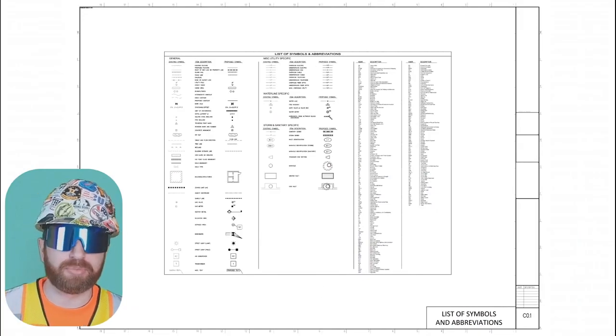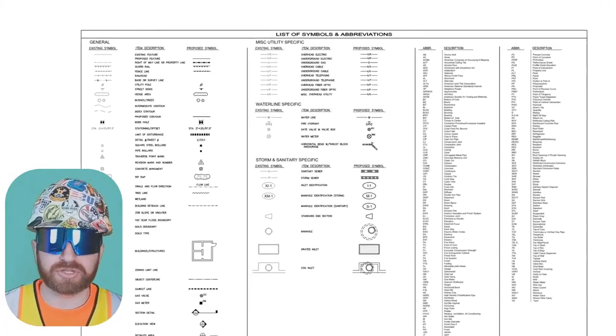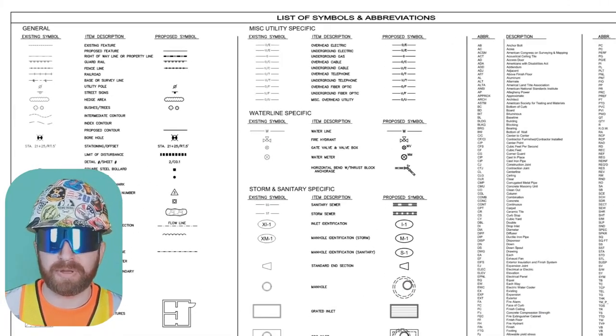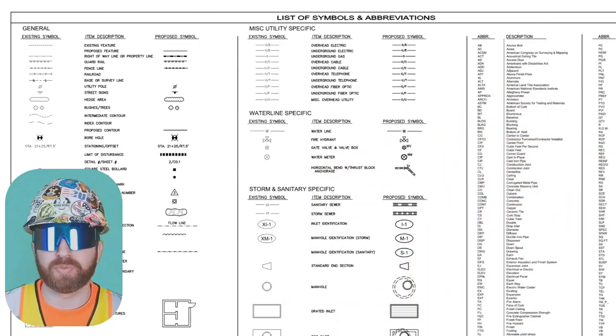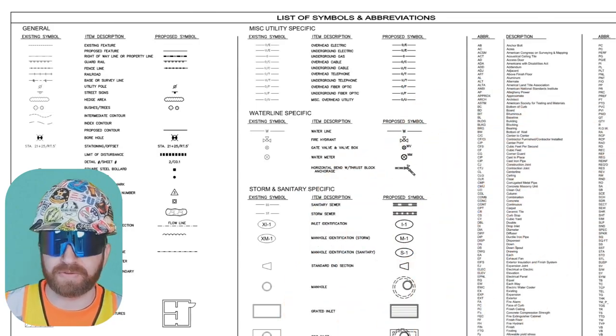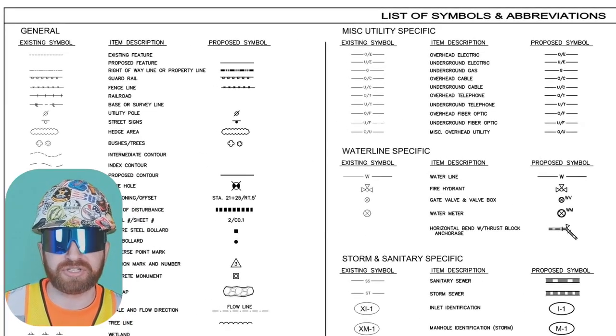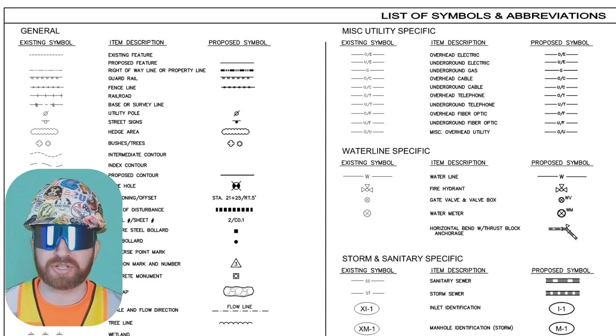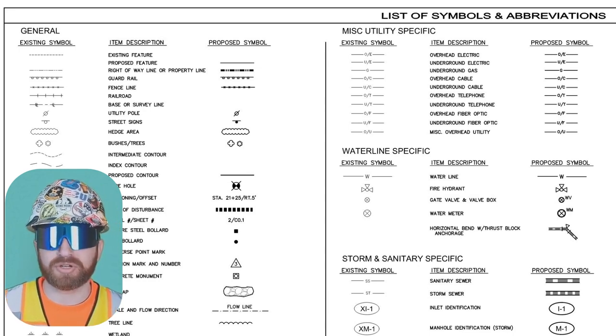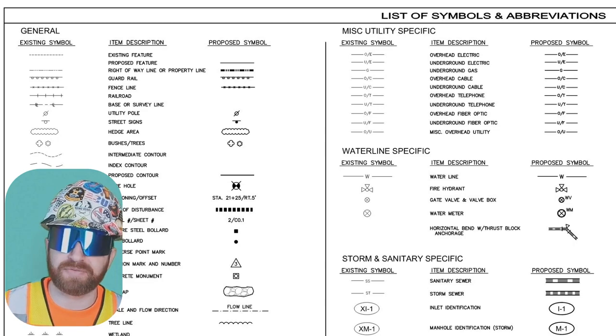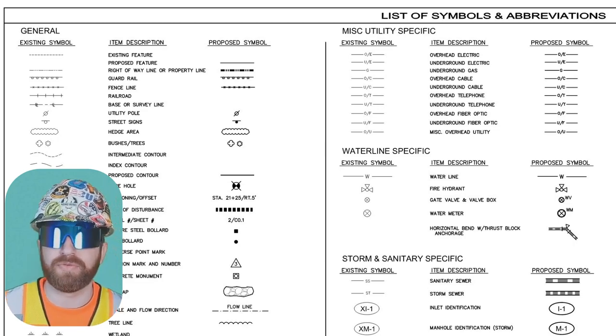C0.1, list of symbols and abbreviations. Now, if you're brand new to construction, aside from Google, this page should be your best friend when it comes to reading drawings. No drawing set is perfect, but these will give you a standard indication of what you're looking at. Architects and engineers use different drawing symbols between different companies and different projects, so these can possibly change. So understand what they are for this project specifically, because it'll give you context moving forward.